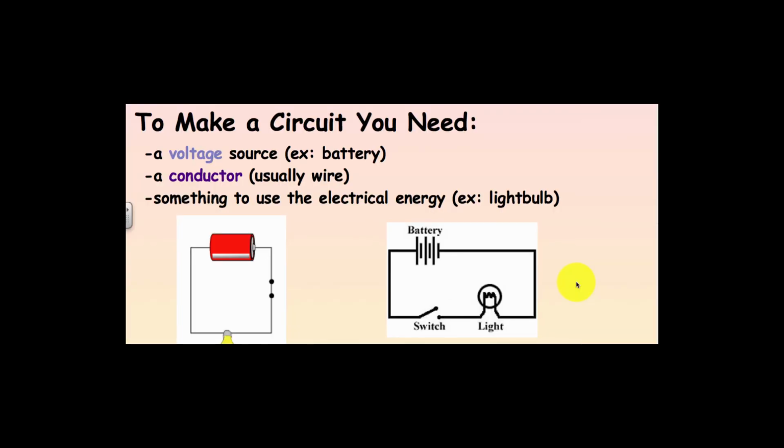To make a circuit, you need 3 parts: a voltage source, which is usually a battery, a conductor, which is usually a wire, and something to use the electrical energy, for example, a light bulb. So in these labs, all we've used for voltage sources has been the batteries. But there are other sources potentially, such as a power plant, an electrical grid, an electrical box. Those are all potential voltage sources, but they're a lot more powerful, which is why we use the batteries, because they're a lot more safe.